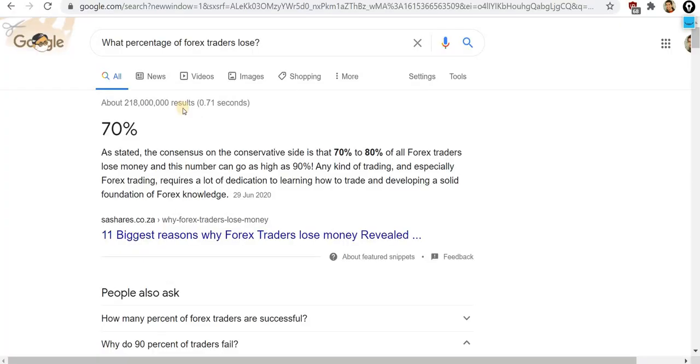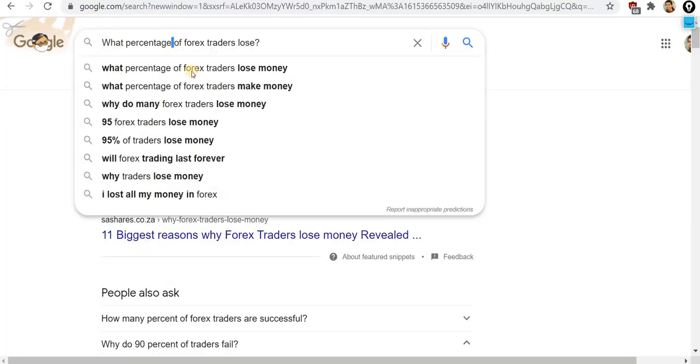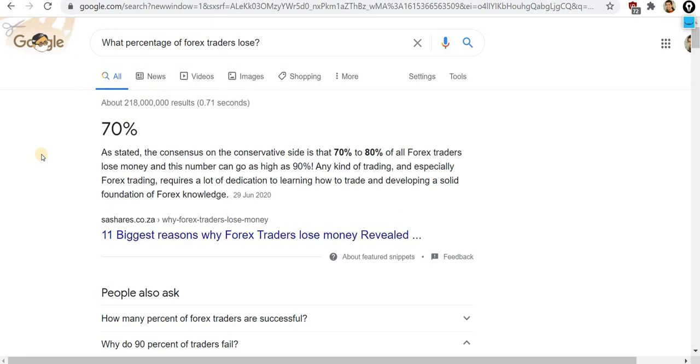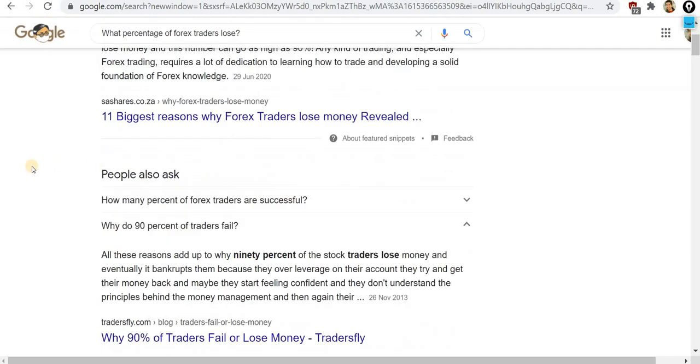Now, I was searching what percentage of Forex traders lose in this game. I was hoping the percentage is lower now, but unfortunately it's the same. 70, 80, even 90% of the Forex traders lose, and that's exactly because of that lack of trading knowledge and lack of trading skills. And that's why the questions.